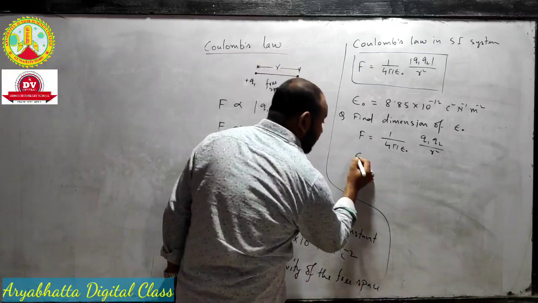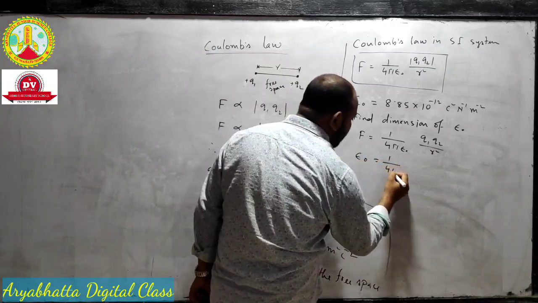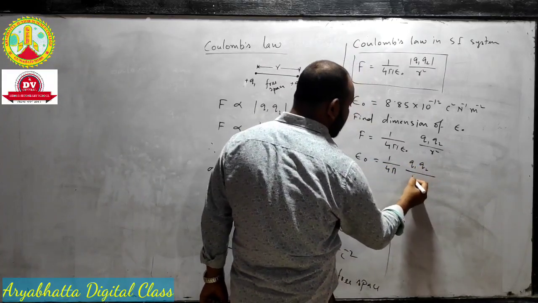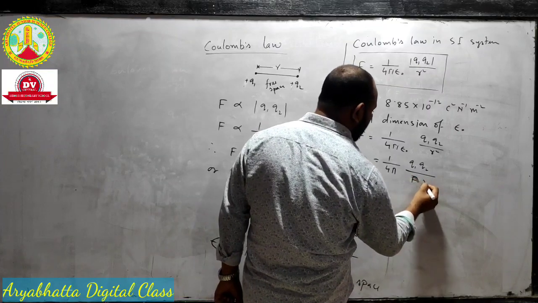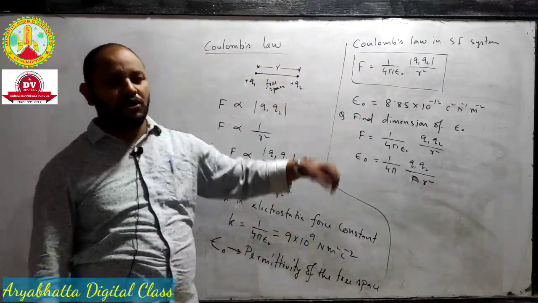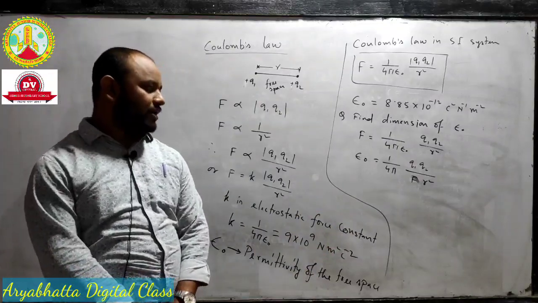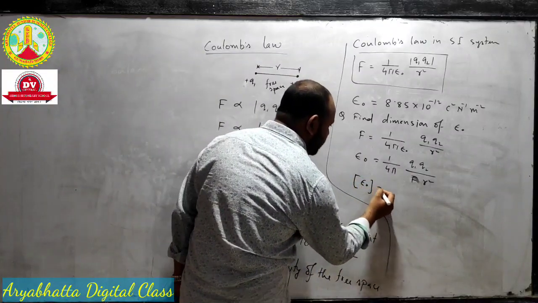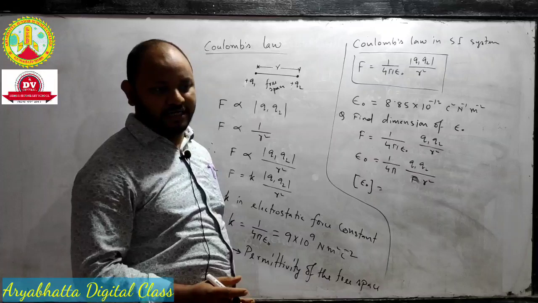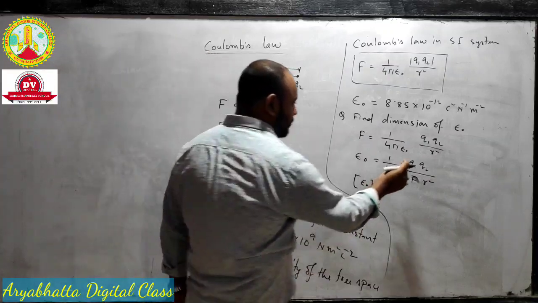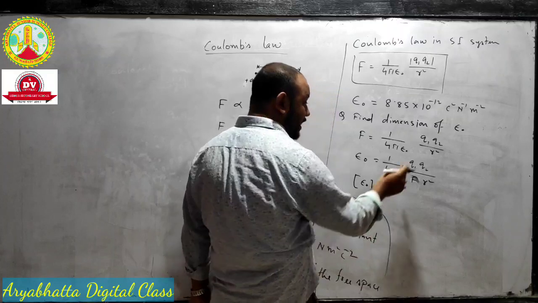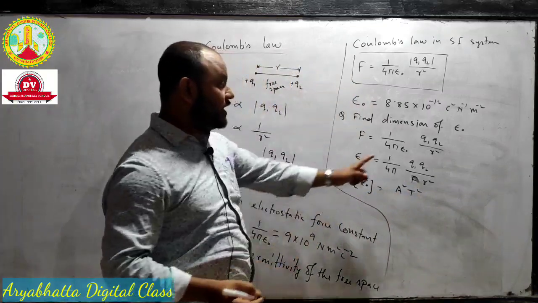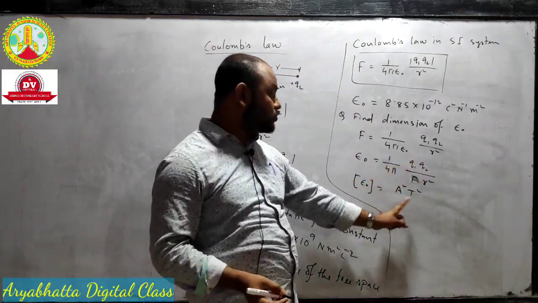So epsilon naught will be equal to 1 by 4 pi, which is a constant, times Q1 Q2 divided by F into R square. So epsilon naught is equal to Q1 Q2 divided by F R square. And in the dimension of epsilon naught, 1 by 4 pi is a constant, so it has no dimension. Q1 and Q2 are both charges. The dimension of Q is A into T. We have already discussed this in my last classes. So there are two charges, so the dimension will be A square T square.